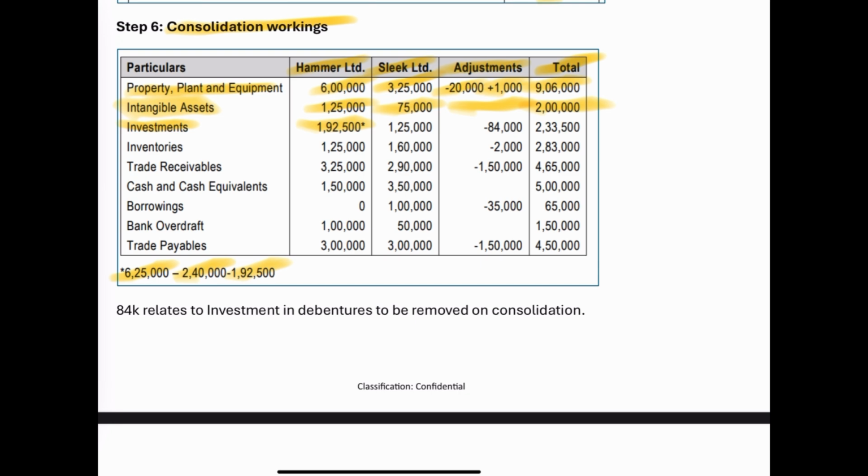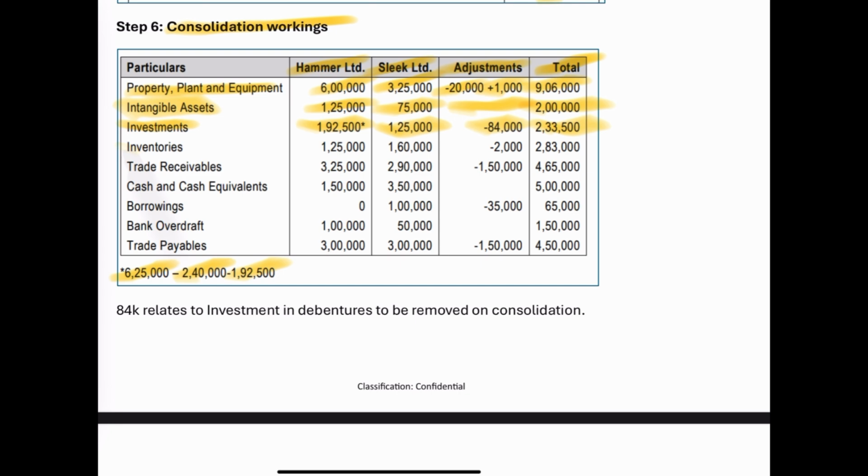This is an external investment and does not relate to Sleek Limited. And Sleek Limited also has its own external investment of 125,000. From here the adjustment is that H Limited also invested in debentures of S Limited, so the debenture investment value needs to be removed. This gives the closing investment of 233,500.